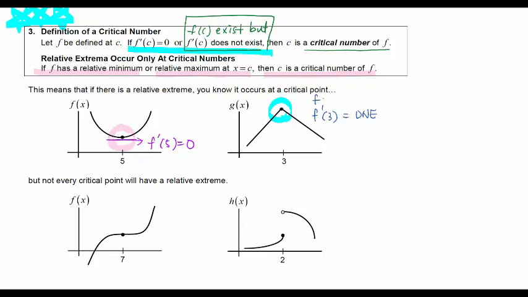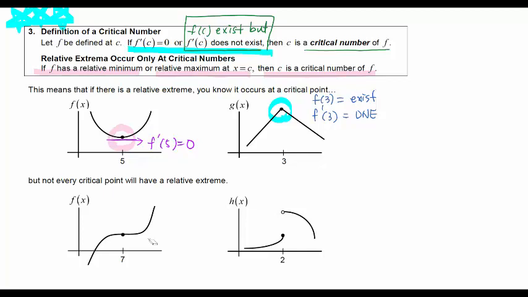But does f of 3 exist? Yeah, f of 3 has to exist, because if f of 3 does not exist, we cannot call that a maximum, right? Because you don't have a maximum value then. So that's why this is critical: f of 3 has to exist, and only f prime of 3 does not exist. So the sharp turn could still give you a relative maximum there.